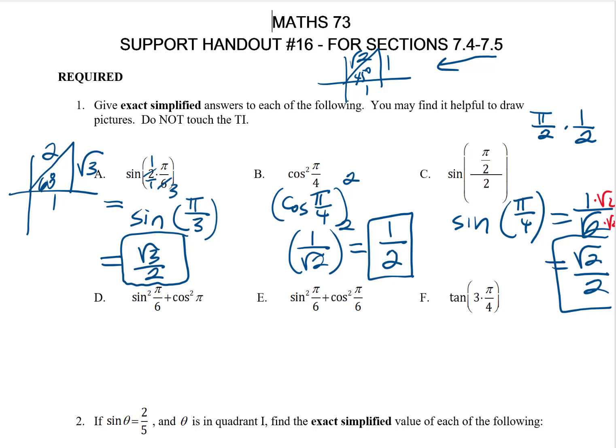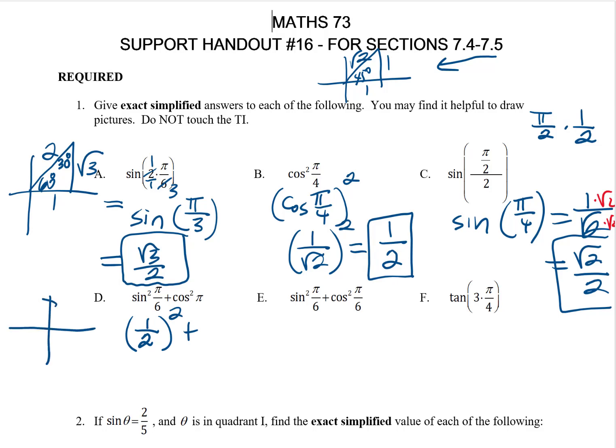Part D, again, remember those squareds mean the entire ratio is being squared. So first I have sine pi over 6 being squared. I can actually get that from this picture here. Pi over 6 is 30 degrees. And from the standpoint of that angle, the opposite would be 1 and the hypotenuse would be 2. So sine pi over 6 is 1/2. I'm squaring that.